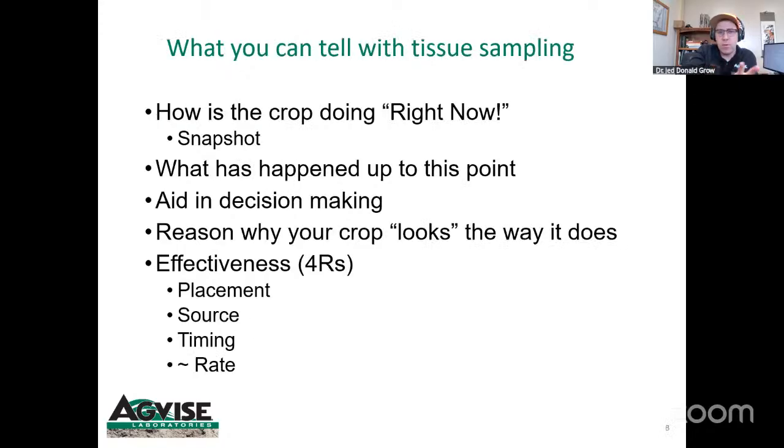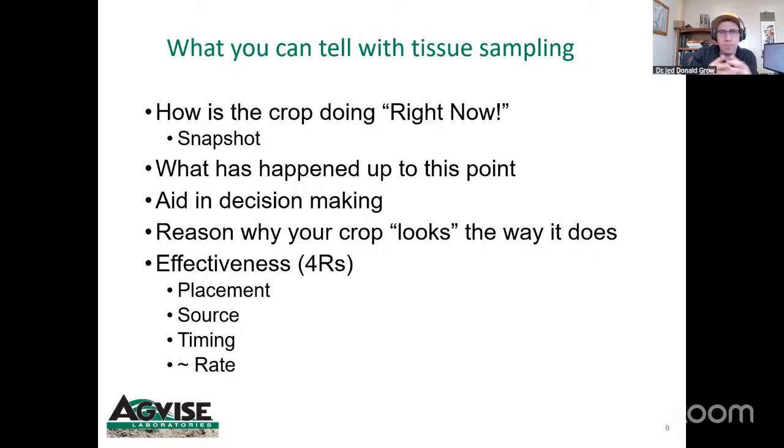And this kind of comes into a crucial part of tissue sampling. There are some things you can identify with tissue sampling. One is what the crop is doing right now. It's a snapshot. You can tell what has happened up to this point, how much we have taken up. It will aid in decision making. If you do have a deficiency, well, do we need to put something on? Do we not?